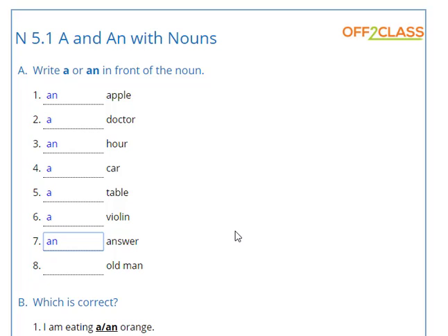Now, a quick spoiler alert for the future. You might be questioning, what about the article the? When do we use the? The reason I decided not to cover that is that we're only trying to practice a and an. We'll cover the article the in a future demo lesson. That's a little bit more advanced and it gets more complicated. But understand the big thing for this one is to just focus on when do you use a, when do you use an.